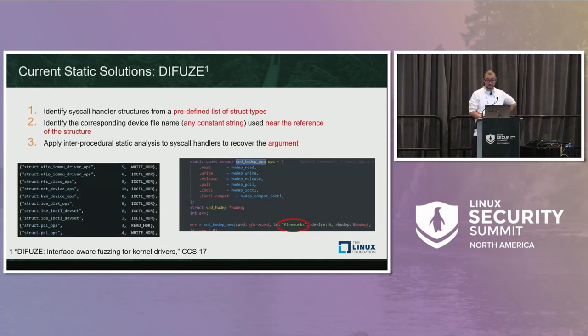Before we compare SysDescribe with the other static solution, DIFUZE, I first briefly introduce its overall workflow for generating a syscall description. First, DIFUZE identifies syscall handler structures from a predefined list of structure types, for example, the figure on the left. Second, DIFUZE identifies the corresponding device file name, which is any constant string used near the reference of the structure, for example, the string in the right figure. Finally, DIFUZE applies inter-procedural static analysis to syscall handlers to recover the arguments.